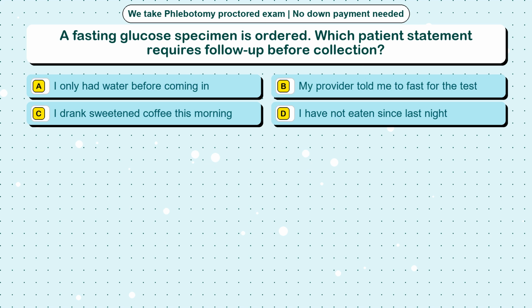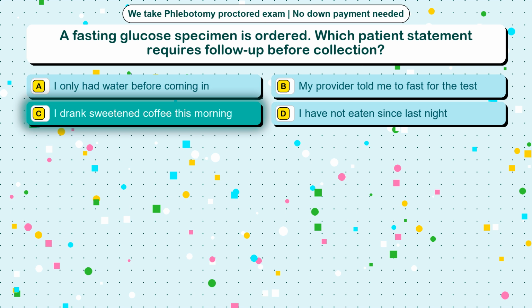Question 89. A fasting glucose specimen is ordered. Which patient statement requires follow-up before collection? Option A. I only had water before coming in. Option B. My provider told me to fast for the test. Option C. I drank sweetened coffee this morning. Option D. I have not eaten since last night.